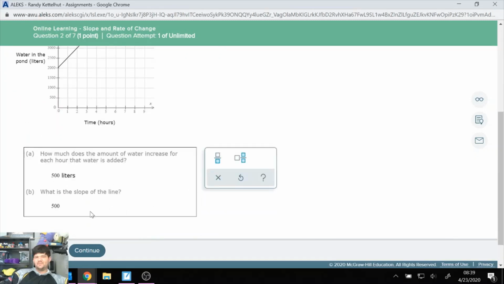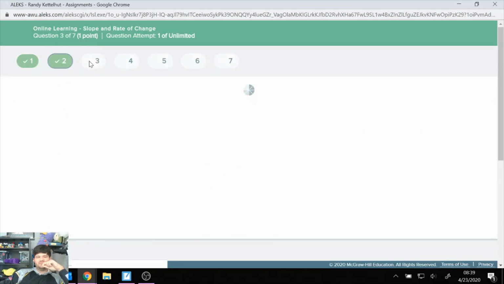Now I think these will probably always be the same, but they might give you a weird graph where the bottom has also half hours indicated, and then these might be phrased differently. So you just have to be careful.